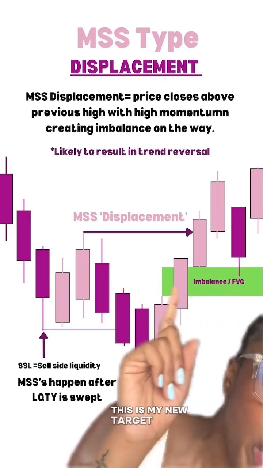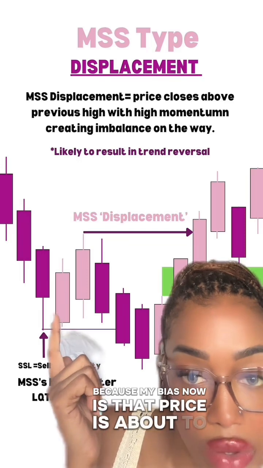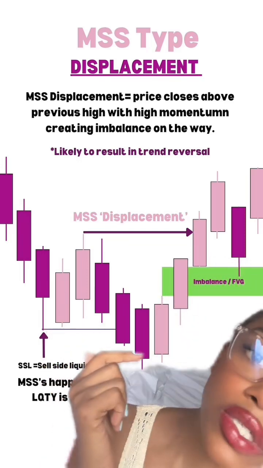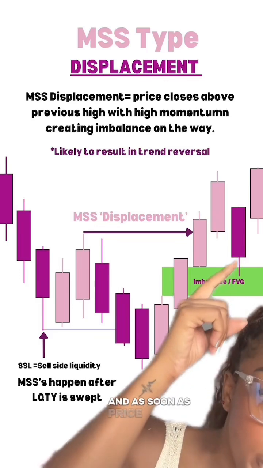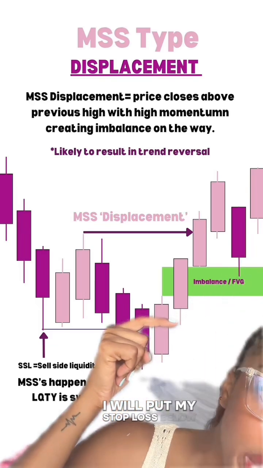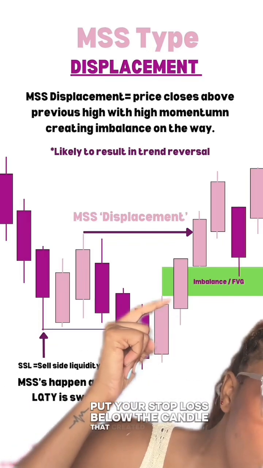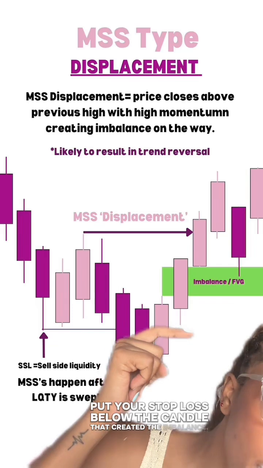This is my new target area because my bias now is that price is about to go up. So I will mark out this zone, and as soon as price taps in this zone, I will put my stop loss below this candle here. Put your stop loss below the candle that created the imbalance.